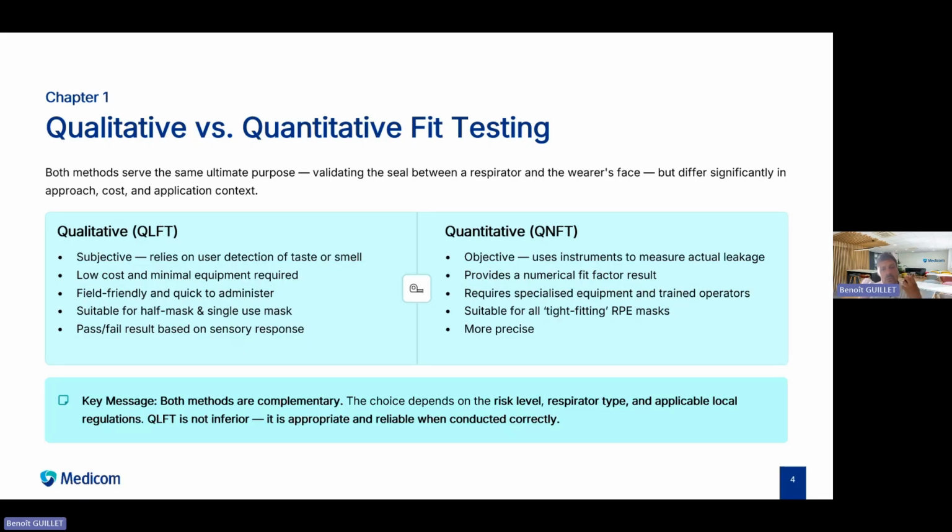What is very important to understand is that these two methods are not competitors. They are complementary. The right method, I think, for a company, depends on the respirator type, the risk level, and of course also the local regulation. It could be different depending on the market.